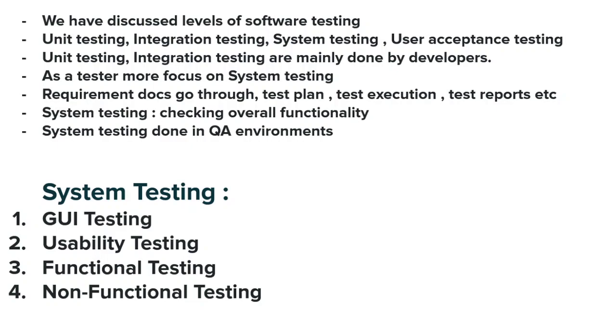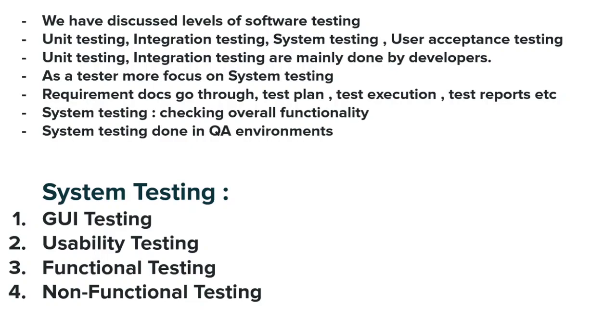So we have discussed different levels of software testing. In previous sessions we have seen what is unit testing, integration testing, system testing and user acceptance testing. These are high levels of software testing. Unit testing and integration testing are mainly done by developers, and as a tester we focus more on system testing.